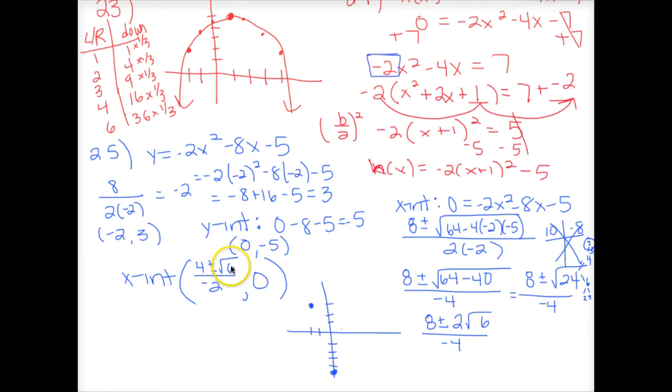This guy, I know that radical 6 is somewhere between 2 and 3 because it's between the square root of 4 and the square root of 9. So let's just use 2.5 as an example. 4 plus 2.5 is 6.5. Divided by -2 gives me -3 and a little bit of change. So when I'm plotting that x-intercept, it's a little past that. So that gives me a point to the left of the vertex. So then I can connect my points to get my graph.